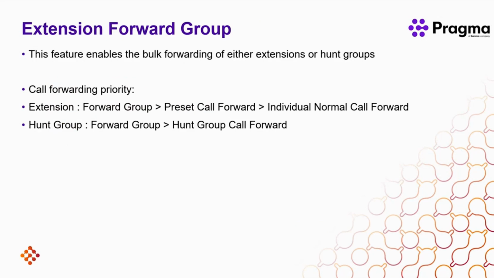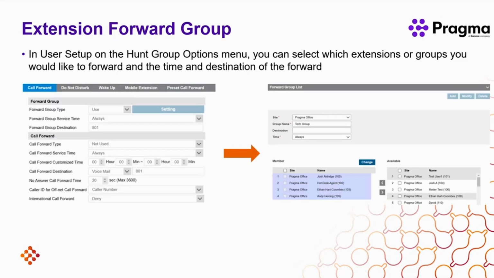Extension forward group. This is a cool feature that you can set a group of extensions to be forwarded at once. It might make more sense if I move to the next screen. On the left, this is the user feature config screen, which I think everyone will be familiar with. And you can see there's a new option here, forward group. When you come in here and click setting, you get this option on the right, and then you're creating a forward group. You can see in here, I've selected 4 extensions.